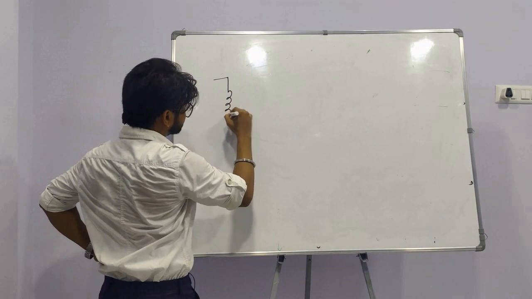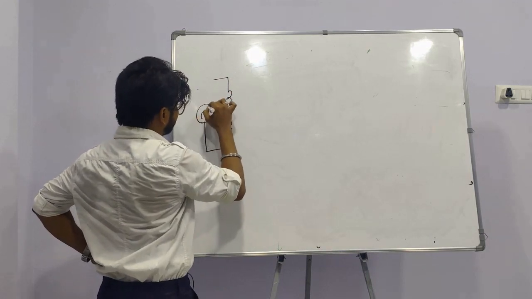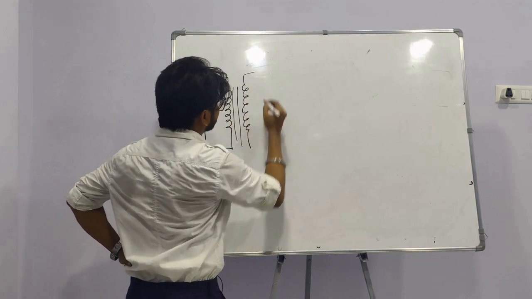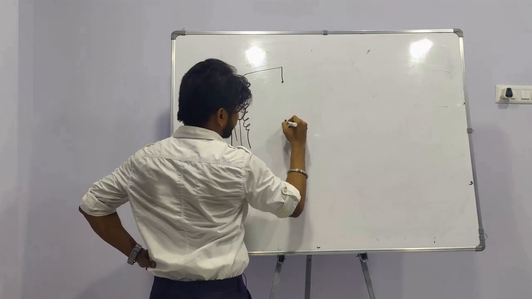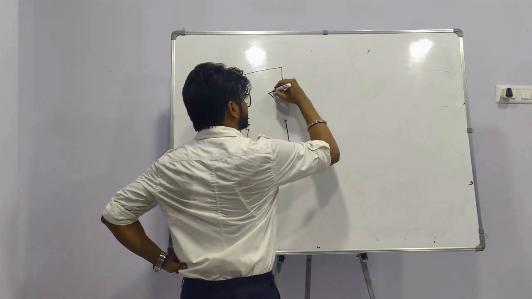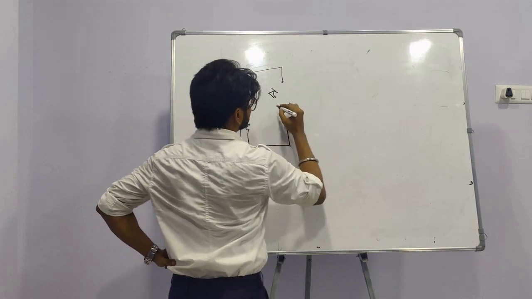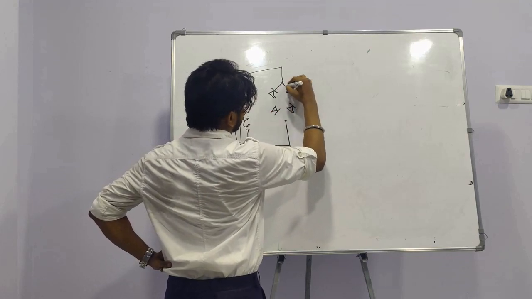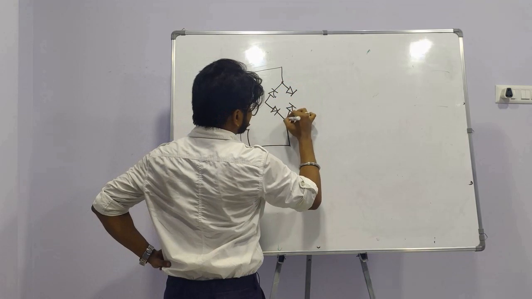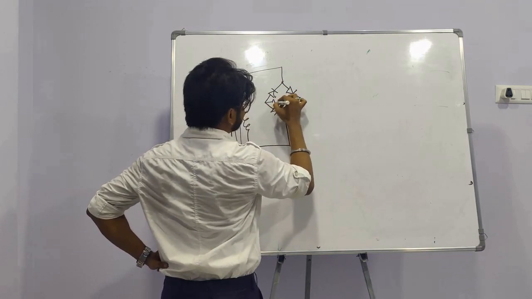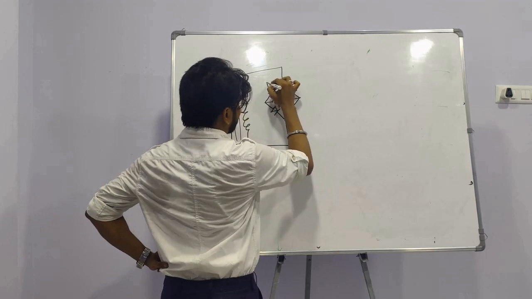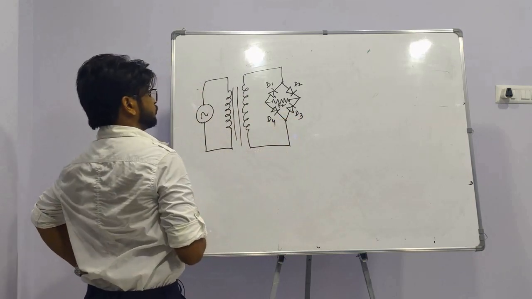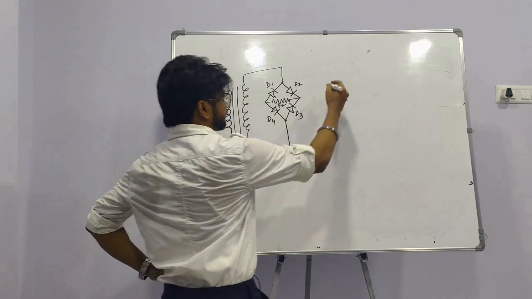This is the transformer and this is the AC signal. Now let us see how the bridge rectifier works. So here is the diode bridge. This is 1, this is 2, this is 3 and this is 4. Four diodes are connected in this manner, and the load resistance is connected here. So it is diode D1, diode D2, diode D3 and diode D4. So let's see how this circuit operates. It's a very interesting one.